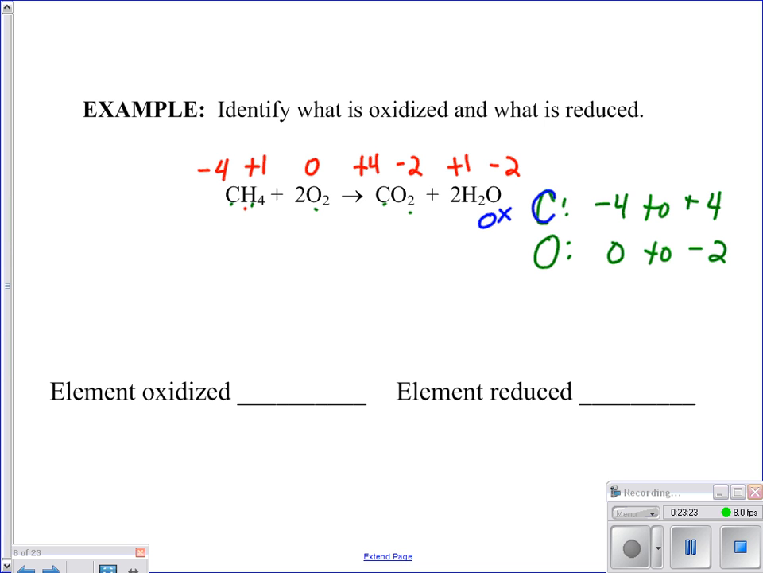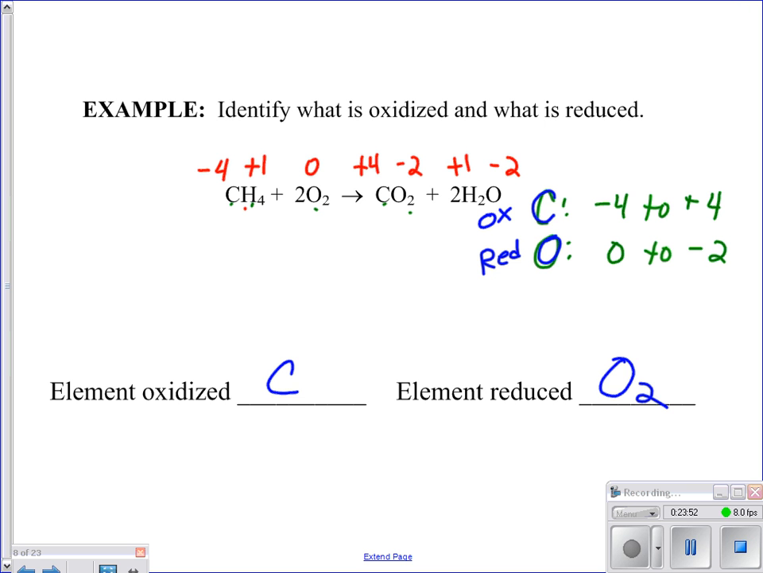Let's just double check, because we can't have this be oxidation as well, otherwise we made a mistake. Oxygen goes from 0 to -2. Did it gain or lose negative particles? Gained. It gained them. So that's got to be reduction, so we can fill that in. Element oxidized is our carbon. Element reduced is our oxygen. I'm going to write that correctly for how you would write that element.